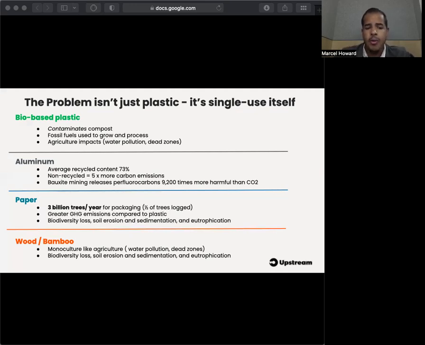And lastly, wood used as a single-use product, such as bamboo, can also have devastating environmental impacts, as these plants are grown in monocultural agricultural systems that result in loss of biodiversity, heavy soil erosion, and runoff polluted by fertilizers and sediments.